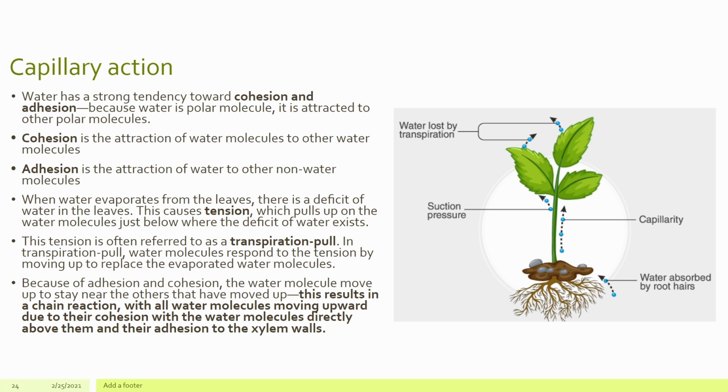So essentially, when water evaporates from the leaves, there's a deficit of water in the leaves, and that causes a tension or pulling pressure on the water molecules that are below. That deficit of water must exist for this capillary action as a part of transpiration to take place, because this tension is often referred to as the transpiration pull. In the transpiration pull, water molecules respond to the tension by moving up to replace the evaporated water molecules. Because of adhesion and cohesion, which allow for capillary action, this transpiration pull phenomenon can take place. The water molecules can move up to stay near the others that have moved up or evaporated, and that results in a chain reaction with all water molecules moving upward due to their cohesion with the water molecules directly above them and their adhesion to the xylem walls.